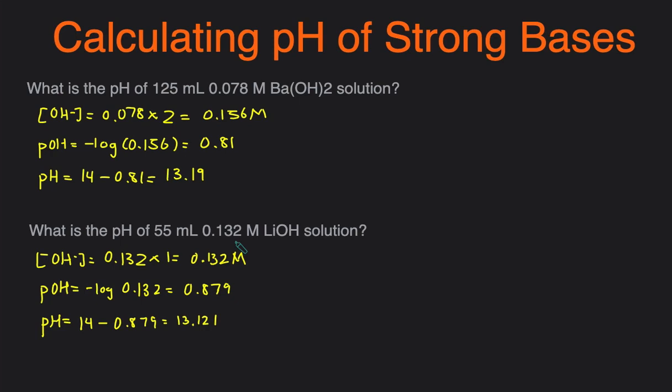So let's just recap how we did that. We started off by figuring out the concentration of hydroxide, which you can get by taking the original concentration and multiplying by the number of hydroxides. Then you figure out the pOH by taking the negative log of the concentration of hydroxide. Then you subtract the pOH from 14 to get the pH.